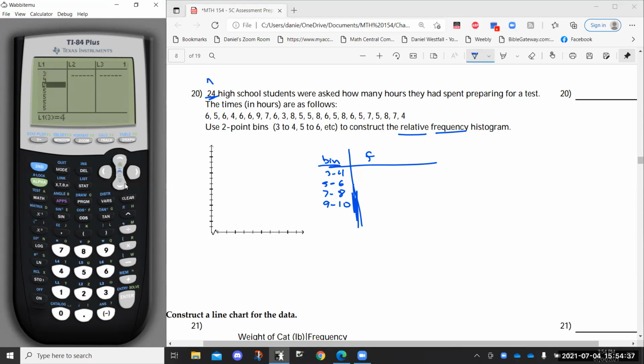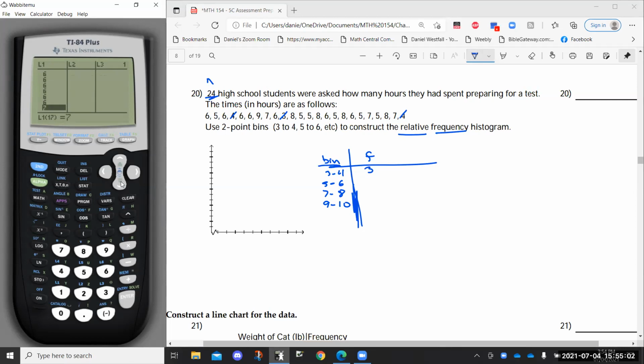We should have 1, 2, 3 and 2 4s. 3 of them. 5s and 6s, we should have lots of these. 1, 2, 3, 4, 5, 6. Should have 6 5s and 1, 2, 3, 4, 5, 6, 7 6s.